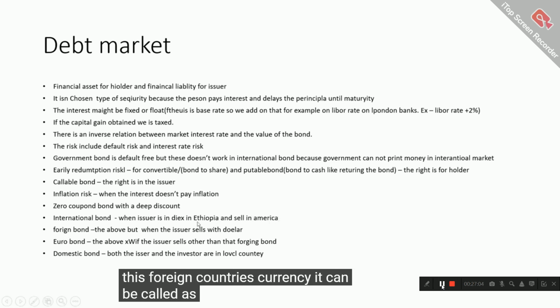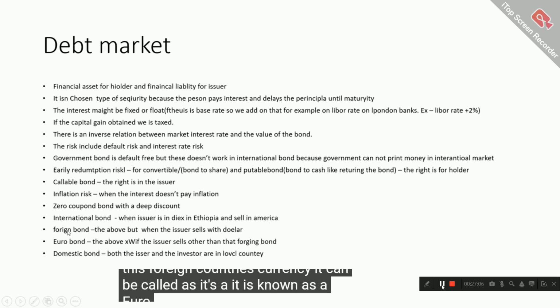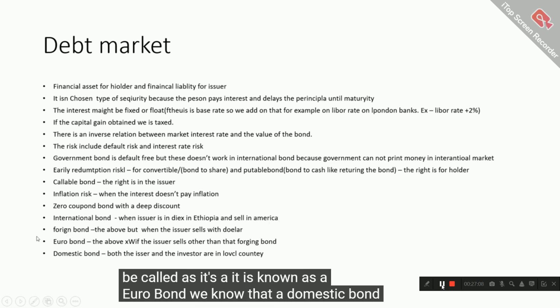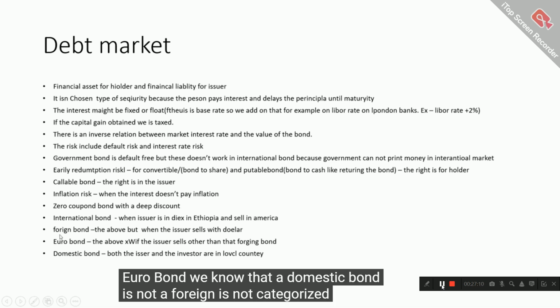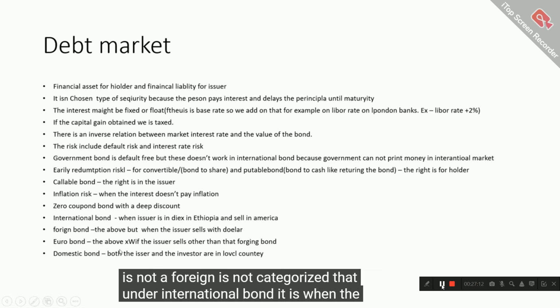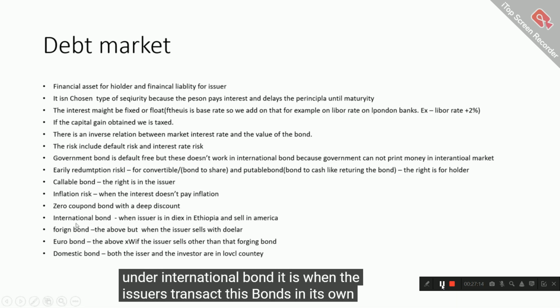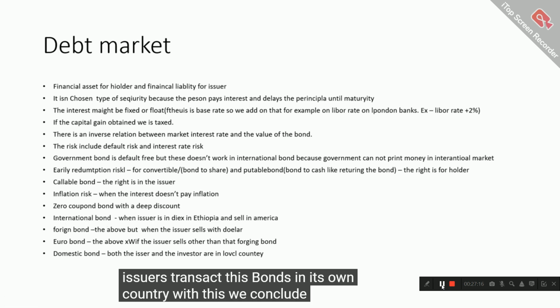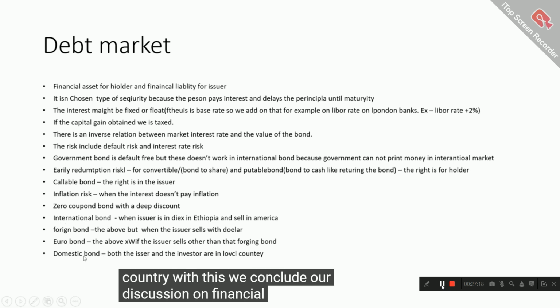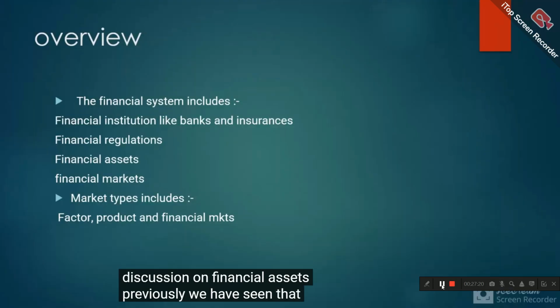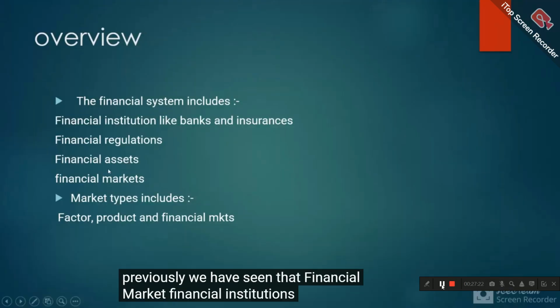With this, we conclude our discussion on financial assets. Previously, we have seen the financial markets, financial institutions, and financial assets, which are the main components of the financial system. Now it's time to look at financial regulations, which is the remaining component of the financial system. Okay, let's start.